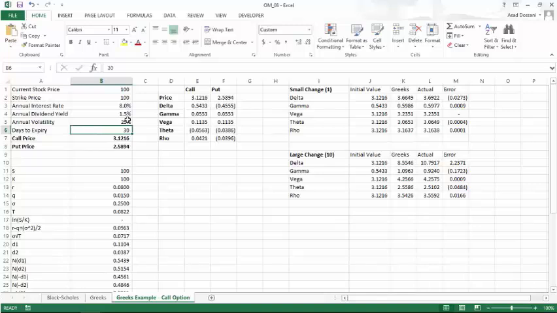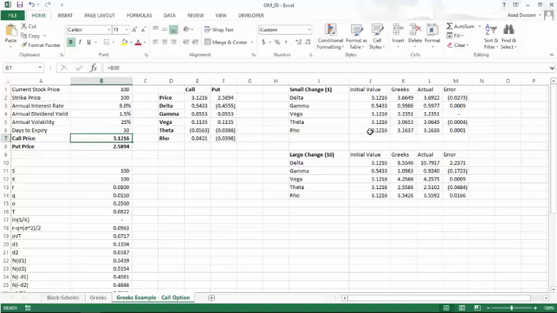The next one is theta. So here I'm saying what happens to the option price when 1 day passes. According to the Greeks, it should fall by 0.0563. If I were to actually do the change, then you'll see that the new option price is 3.0649. So there's an error that's also extremely small. So theta then becomes, as you can see, a pretty good approximation.